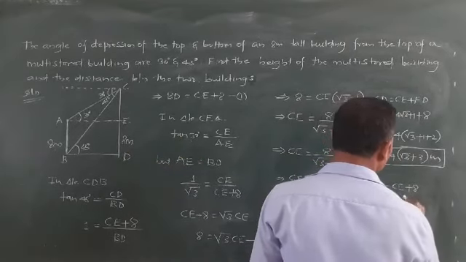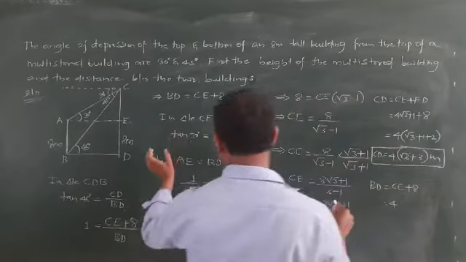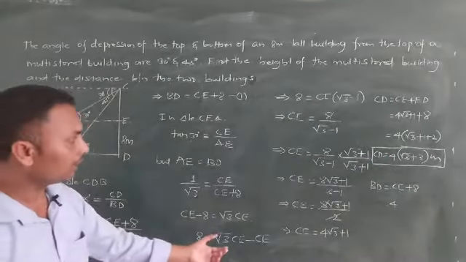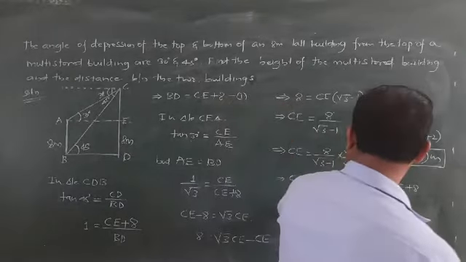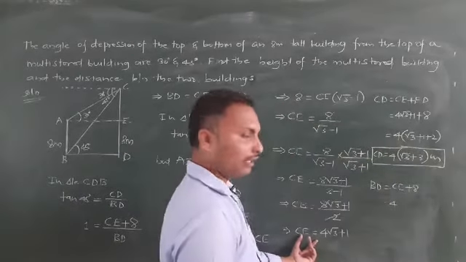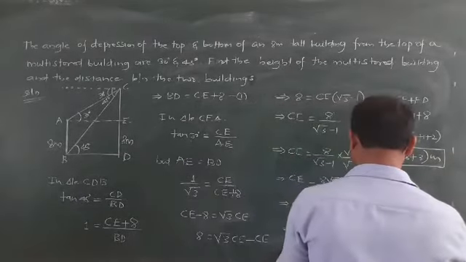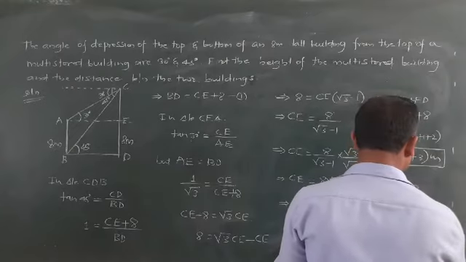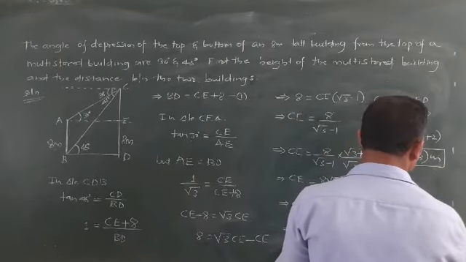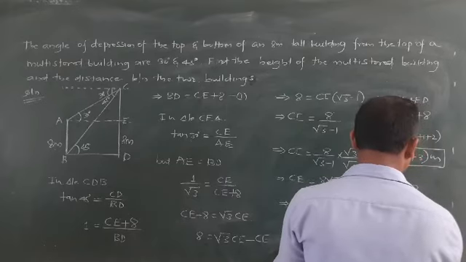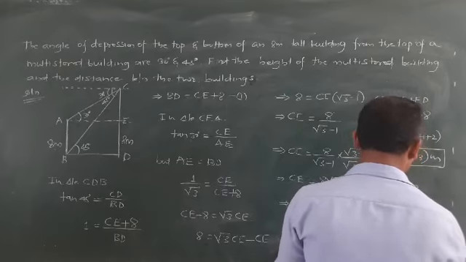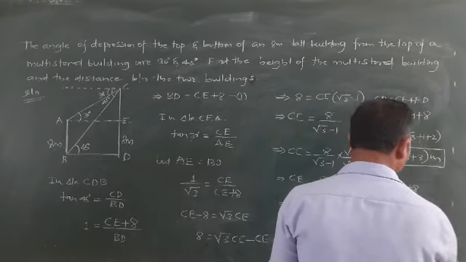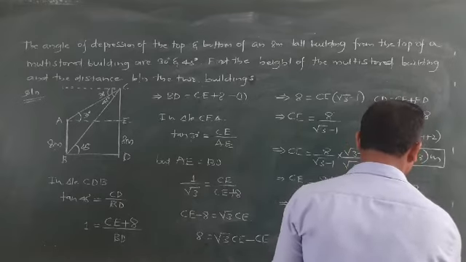C is what here? We have CE. Already we calculated c. Now 4 root 3 plus 1 plus, it is again 8. Now 4 root 3 plus 9. It is BD, meter.